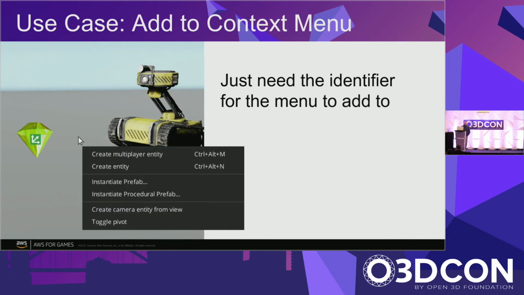So I wanted to go over the use cases that we were going over before, to see how this new system would make it possible to address them in a more clear way. And so in the case of the first use case, adding to a context menu, we just need to know the identifier of the menu we want to add to. So for this specific context menu, it's going to be something like this.